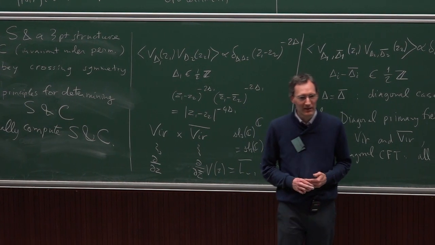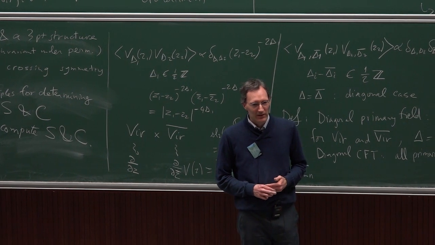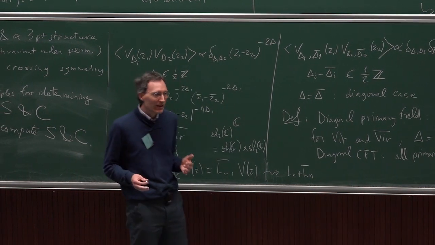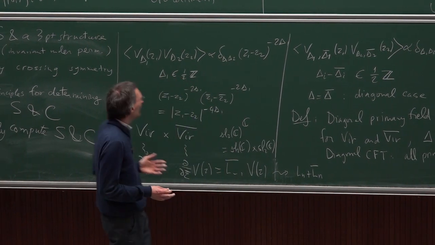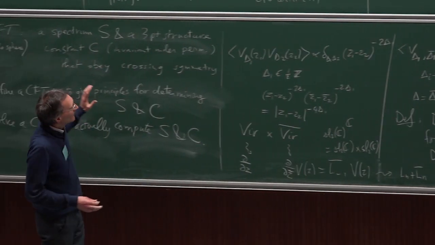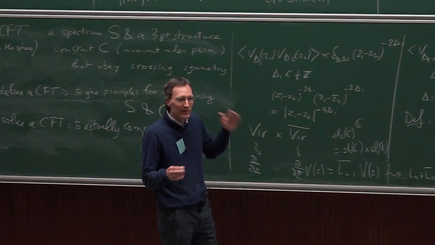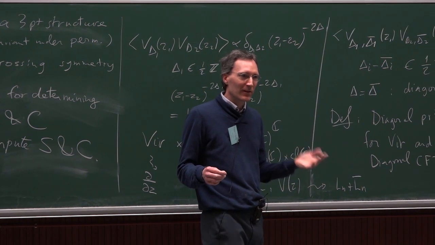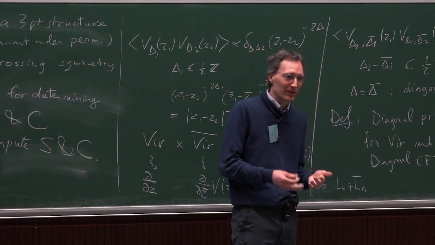Yes? You still assume conformal symmetry. Yes. So the question is whether I'm still assuming conformal symmetry. Yes, I'm assuming conformal symmetry, and this is implicit in this definition, because when I say that we have crossing symmetry, the crossing symmetry equation involves conformal blocks, and the conformal blocks are just expressions of conformal symmetry.